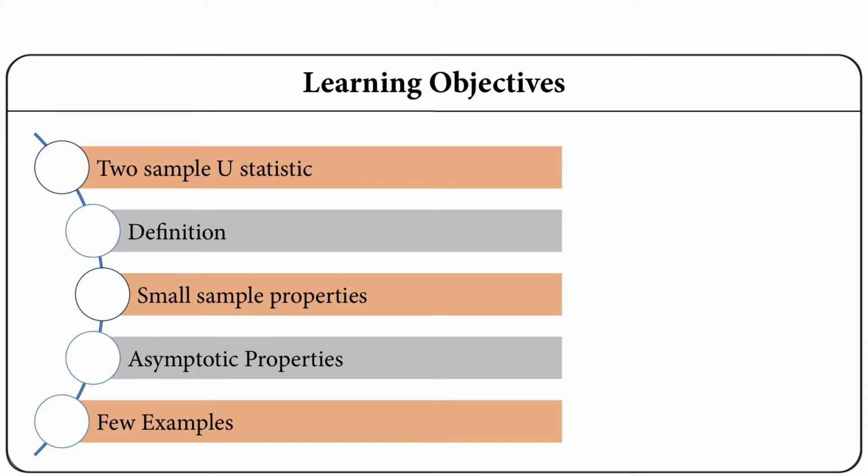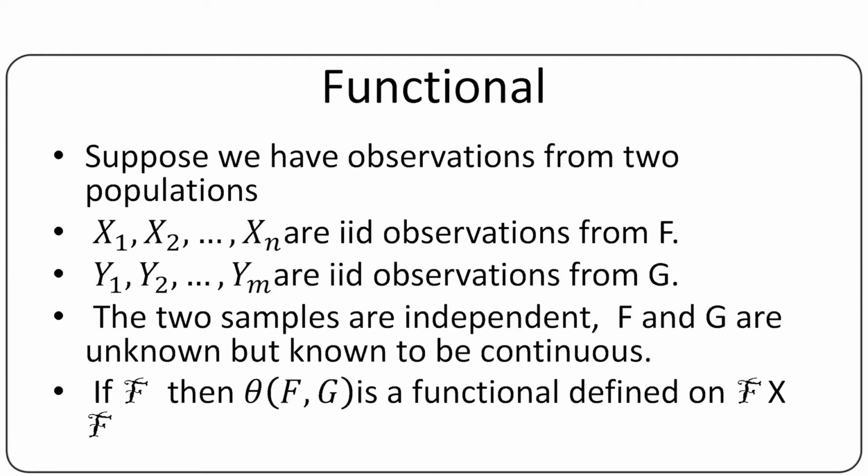Observations from two populations. We start with the concept: X1, X2, ..., Xn are IID observations from F, and Y1, ..., Ym are IID observations from G. The two samples are independent, and F and G are unknown but continuous distribution functions. Suppose script F is a class of continuous distribution functions. Consider a functional theta(F, G) defined on script F and script F. We suppress the arguments of the functional. A parameter theta is said to be estimable if there exists a function phi with arguments up to Xa and Yb such that the expectation of phi equals theta(F, G). Phi is called a kernel of theta. The minimum value of (a, b) is called the degree.